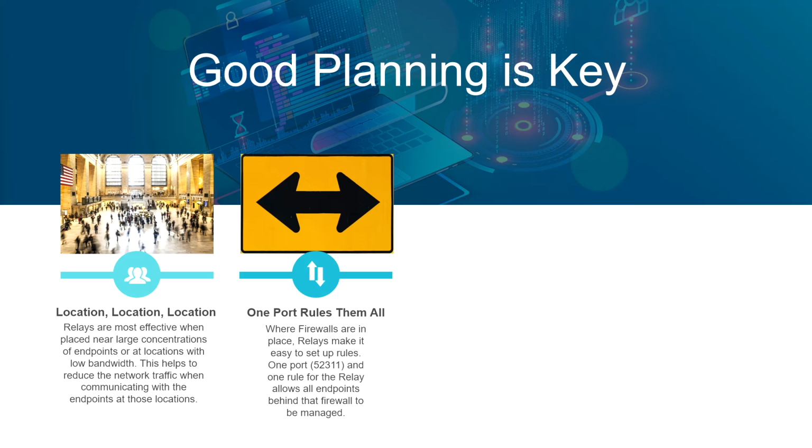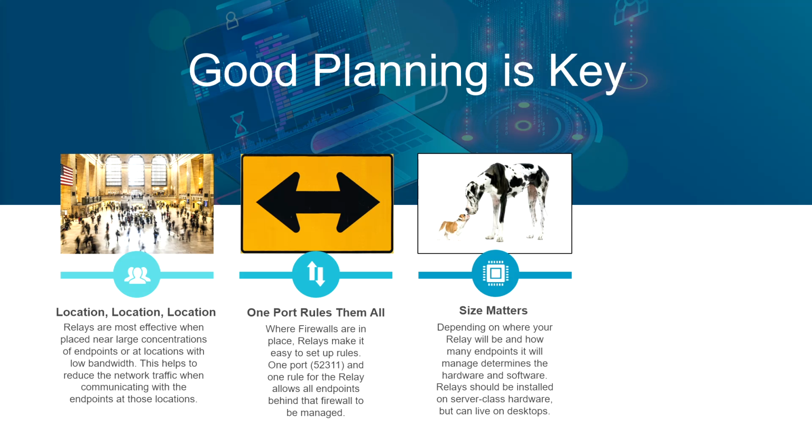Where are the firewalls? Because BigFix only requires one port to work, it makes it easy to manage rules and allow your relays to communicate with downstream endpoints and other components upstream. Size your relay correctly. Before deciding what endpoint will become your relay, gauge the number of endpoints at that location.